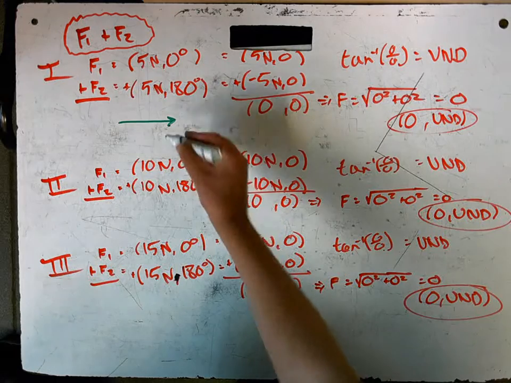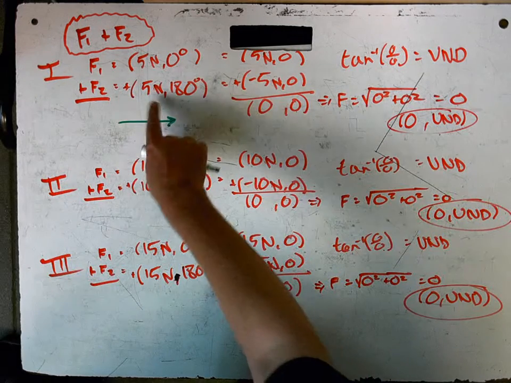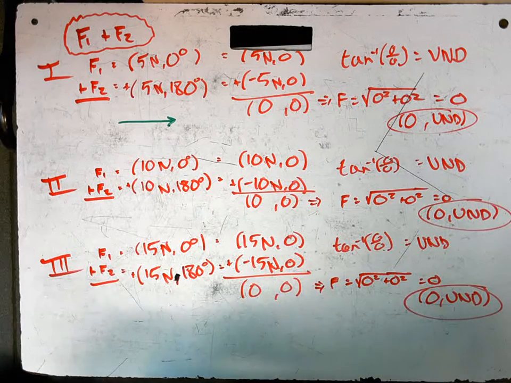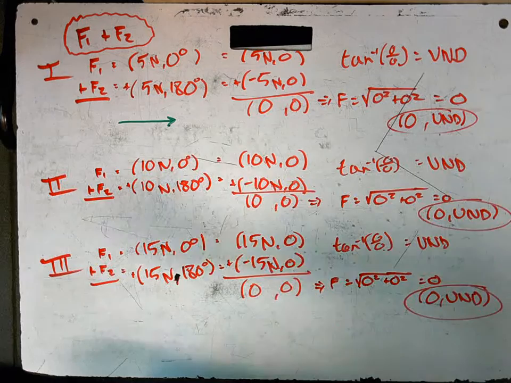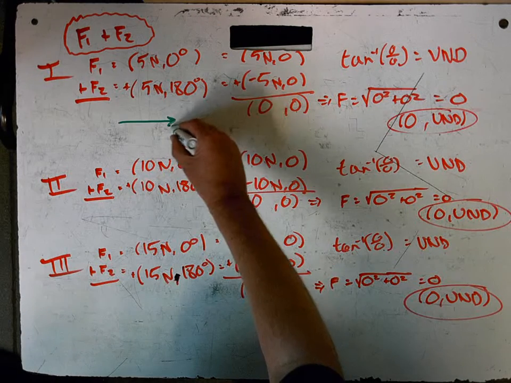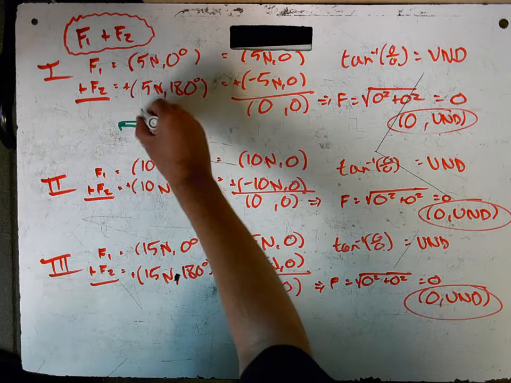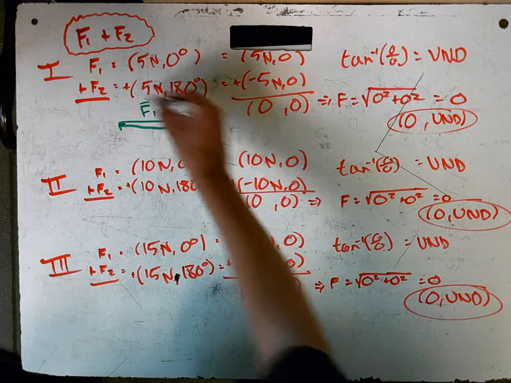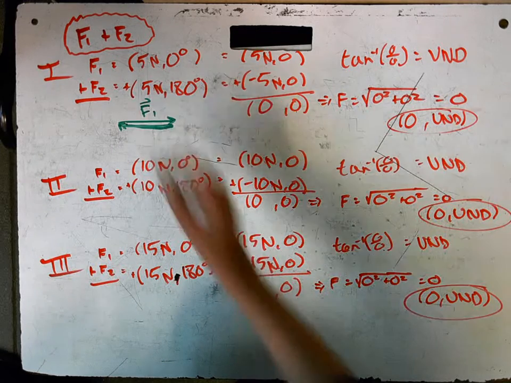And then we added to it. F2 was measured to be 5 newtons at 180 degrees. Now, it would have been nice to have it to the nearest tenth of a newton, but that's cool. So here's F1 plus F2.